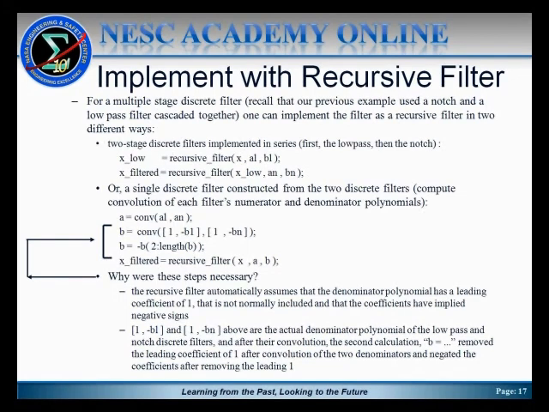Now, just a couple of comments on why those extra steps were required to create the denominator polynomial for that combined discrete filter when we didn't have to do that for the numerator.